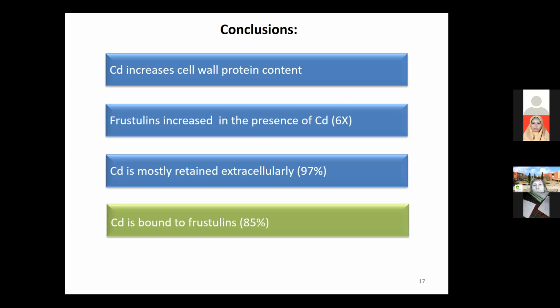So as a conclusion, we can conclude that cadmium increases cell wall protein content. We can also conclude that frustule proteins increased in the presence of cadmium, and this increase was about 6 times higher. Cadmium was mostly associated extracellularly, so 90% was associated extracellularly, and 85% of cadmium was bound to frustule proteins.